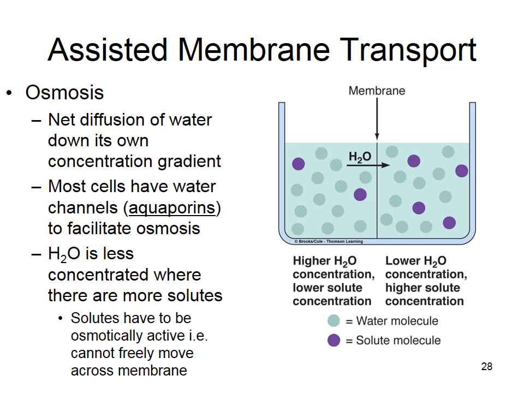Here we have a beaker that has a membrane, and we've got water being shown in these blue-green circles and solutes being shown in purple. This side of the membrane has more water and fewer solutes than this side of the membrane. So water is going to diffuse down its concentration gradient to where there are more solutes.